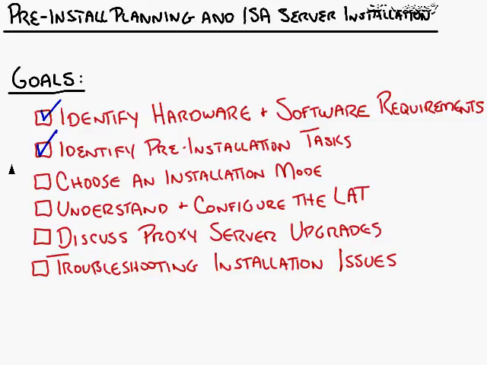We'll talk about that. We'll also look at the installation modes you can choose. We'll look at the local address table, which can be one of the most confusing terms in the ISA server software platform. We'll explore what that means. We'll look at how proxy server upgrades take place. Does proxy server work on Windows 2000? Not exactly. And ISA server doesn't work back on NT4 either. We'll talk about that. Finally, we'll go through anything that could go wrong and may go wrong during your ISA server installation and how to fix it.